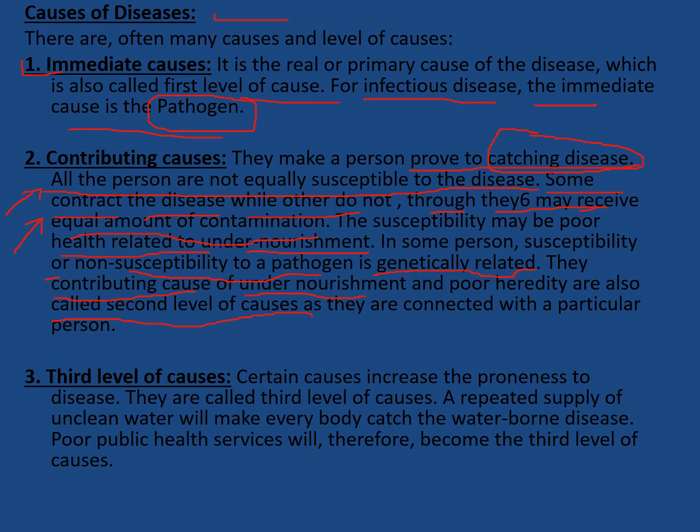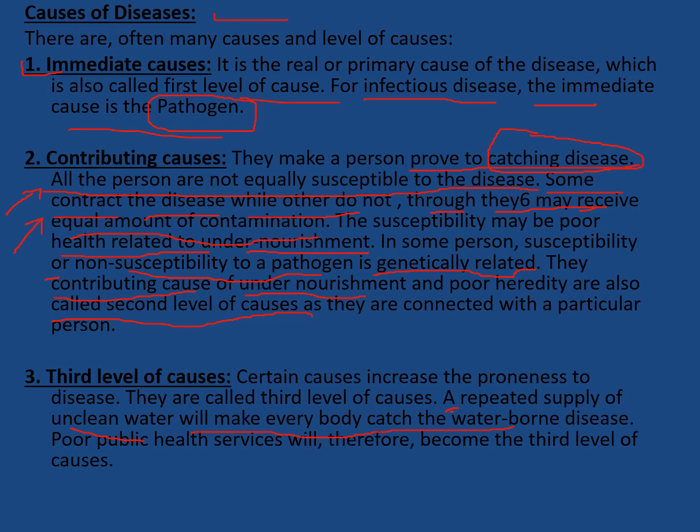Okay, the last one is the third level causes. In third level causes, certain causes increase the prominence of the disease. Okay, what are these certain causes? They are called the third level causes. The first is the repeated supply of unclean water, which will make everybody catch the waterborne disease. This is totally correct. If we are drinking unclean water, or if we are inhaling unclean air, what happened? Then we will easily catch the waterborne and airborne diseases, right?